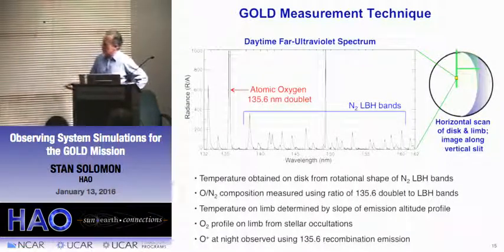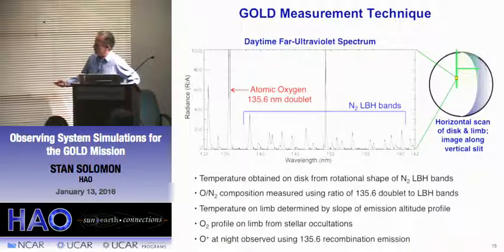So the temperature is measured by the rotational shape of these Lyman-Birge-Hopfield bands, which are generated by molecular nitrogen. That's all these bands here. They get broader if it's hotter, narrower if it's cooler. We fit that with the band model and infer the temperature. The composition is measured by the ratio of this atomic oxygen emission to those same bands.